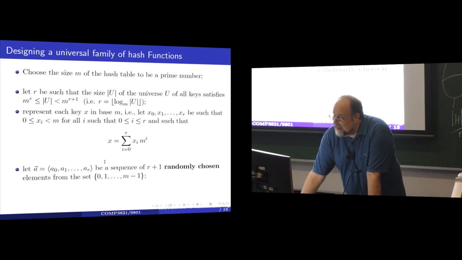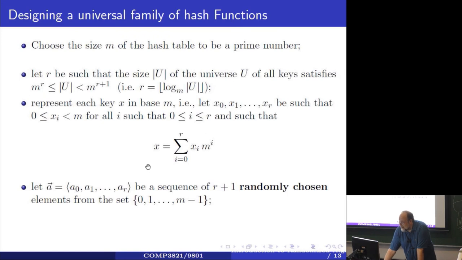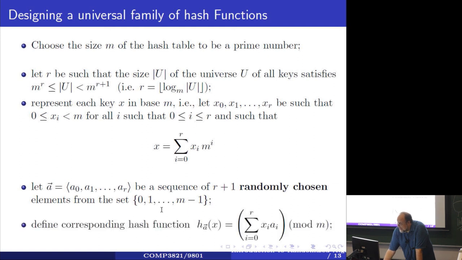So now comes the trick with the projection of a vector onto a randomly chosen vector. You will see how your hash function is defined, but the key trick is this: when you have a key represented in base m with digits x0 to xr, what you are going to do is project this key onto a randomly chosen vector, where these are all, again, digits, so they are between 0 and m minus 1, and there are r plus 1 of them. And your hash function will be the following.